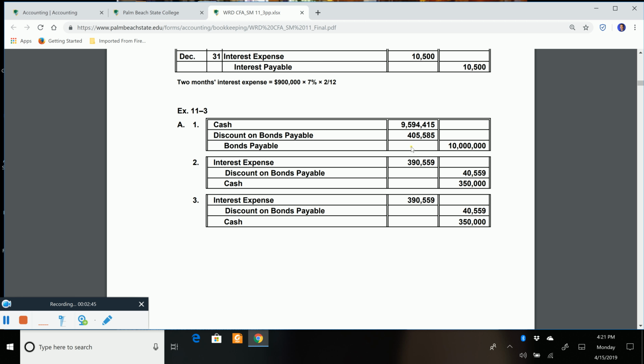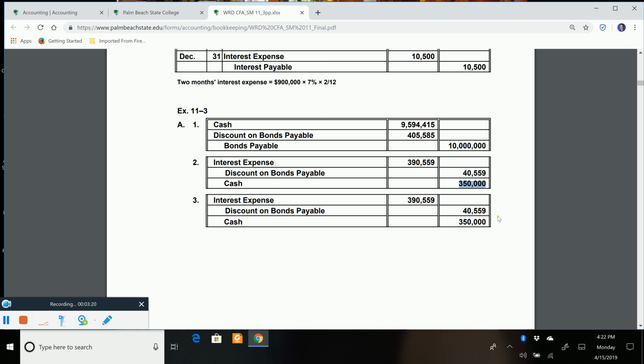Now we are going to prepare two interest payments. Now, these are 7% bonds, and there's two interest payments a year. So the first amount of cash that's going to be paid for interest is as follows. The principal of the bond, which is $10 million, times the annual interest rate, which is 7%, times the time, a half a year. So if you take 10 million times 7% times half a year, that's where you get your $350,000. However, that's not all we have to do.